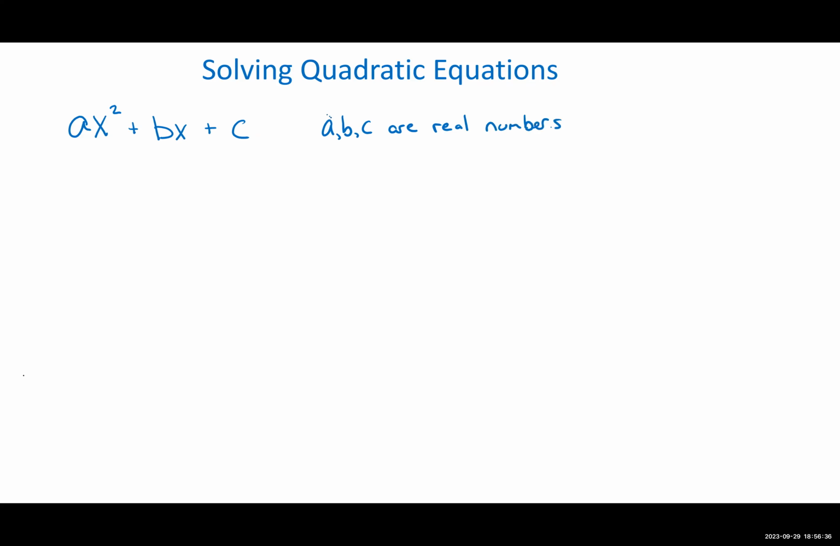When I say real numbers, I'm talking about whole numbers, fractions, positives, negatives, could be 0, could be decimals, could be square roots, irrational, any numbers except a cannot be 0. So this is a quadratic expression.